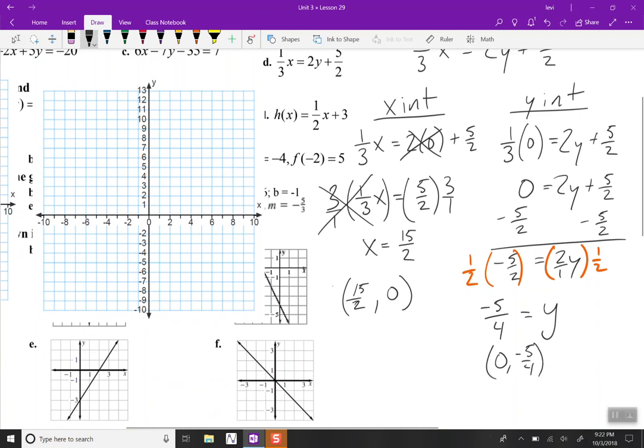So if we're going to graph this, it's a little bit different. (15/2, 0), that's our x-intercept. So that's, well, half of 15, again, was 7.5. So 7.5 out there in between 7 and 8. And then (0, negative 5/4), well, that's negative 1 and 1/4. 4 goes into 5 once with 1 left over. So negative 1 and 1/4, somewhere right in there. And we draw our line.